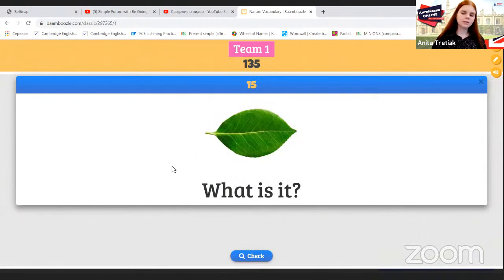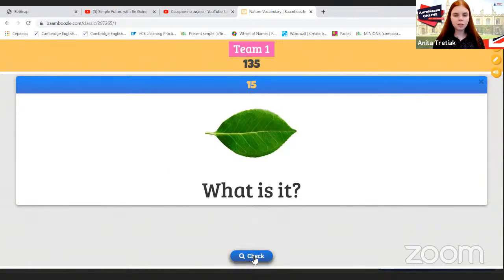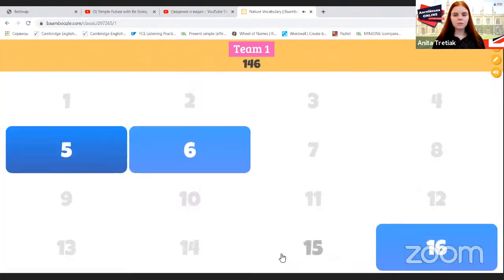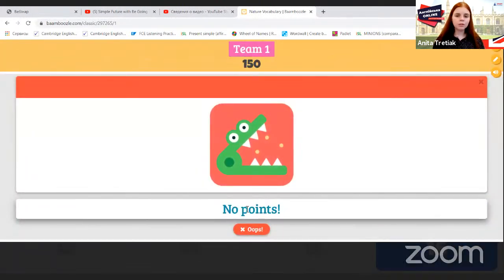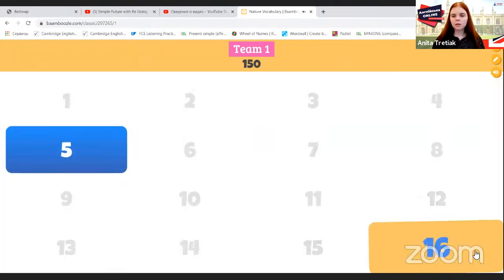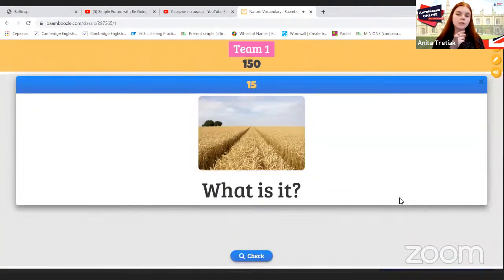What is it? What do you guys think about this one? That's a green leaf, you think. Let me check. Okay, can I pick 6 this time? No points, not lucky. Okay, then maybe this one. What is it? Yeah, what is it here?